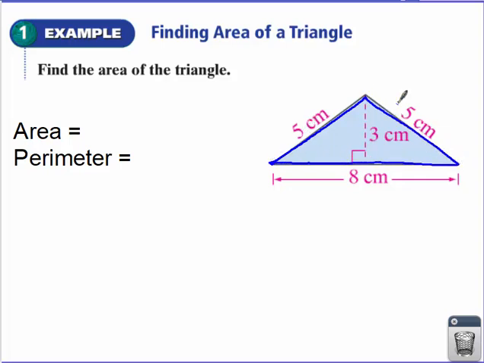So we've got a 5 and a 5 and an 8. So we end up with 18 centimeters. And perimeter is a single measurement. It is a distance. So it does not get a centimeter squared or cubed or anything like that.